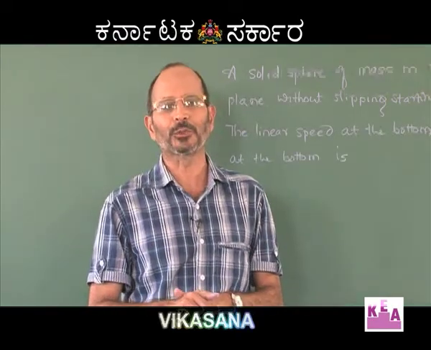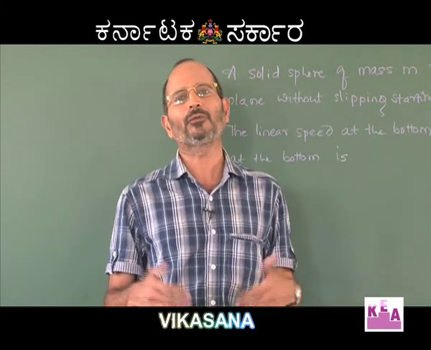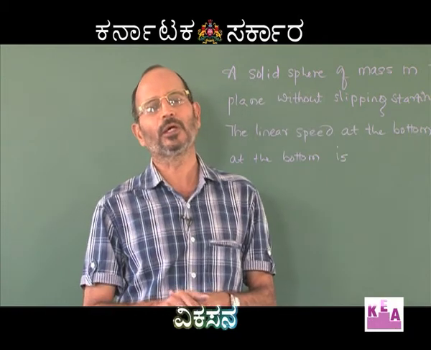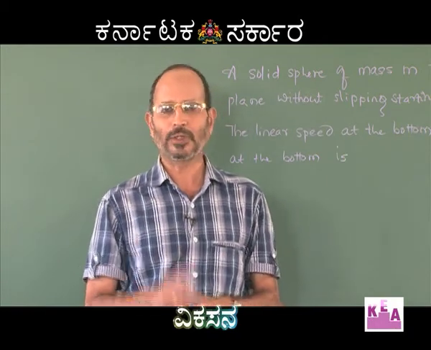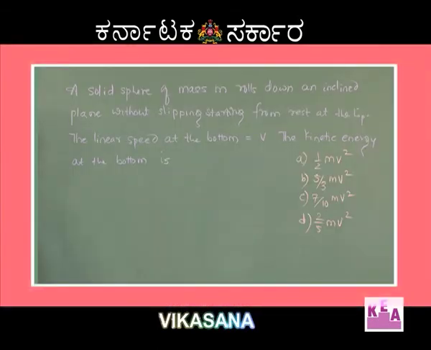Translational kinetic energy has to be written as half mv square and rotational kinetic energy has to be written as half I omega square, where I stands for the moment of inertia of the wheel about the axis of rotation. Fine, let us read the problem and see how we can connect this with the present problem.